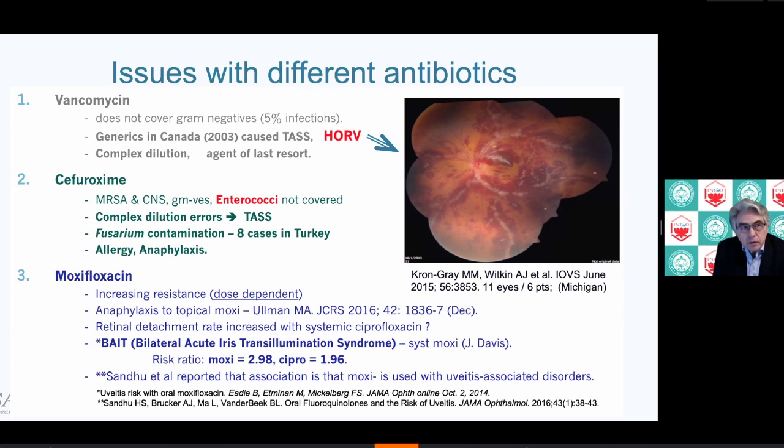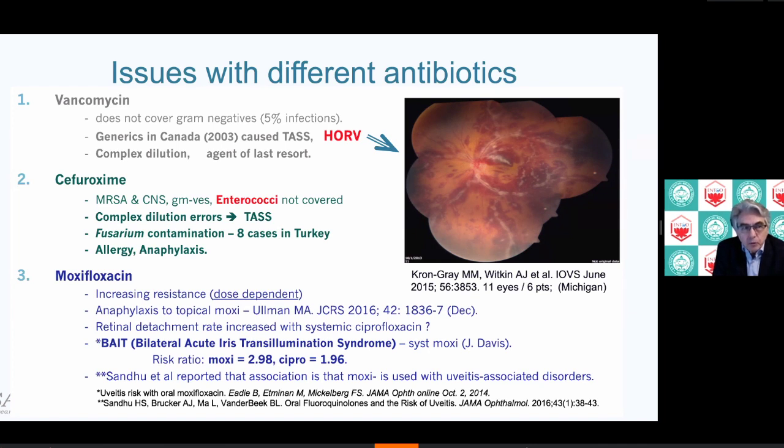Next drug is cefuroxime, which you all know about from the ESCRS study. The problem with cefuroxime, well, there's two problems. The first problem is it allows enterococci to grow because they're always resistant and they usually destroy the eye. The second problem is that it's hard to dilute, and there have been all kinds of problems with people making them in sort of not so perfect pharmacies and getting complications of dilution and complications in surgery.